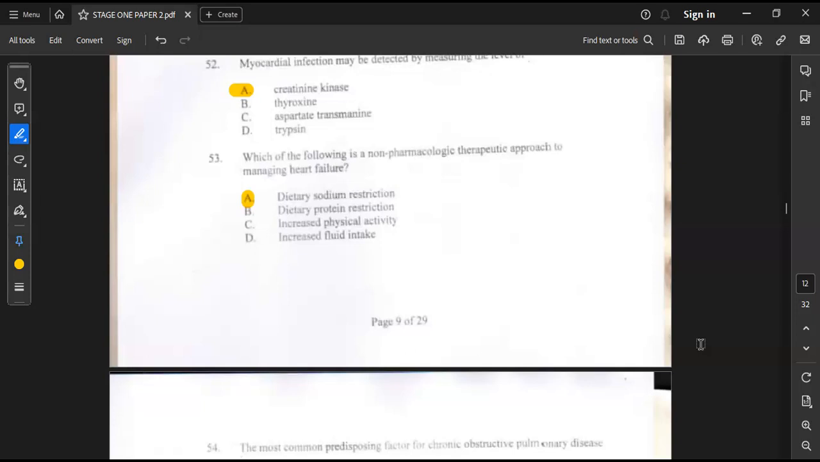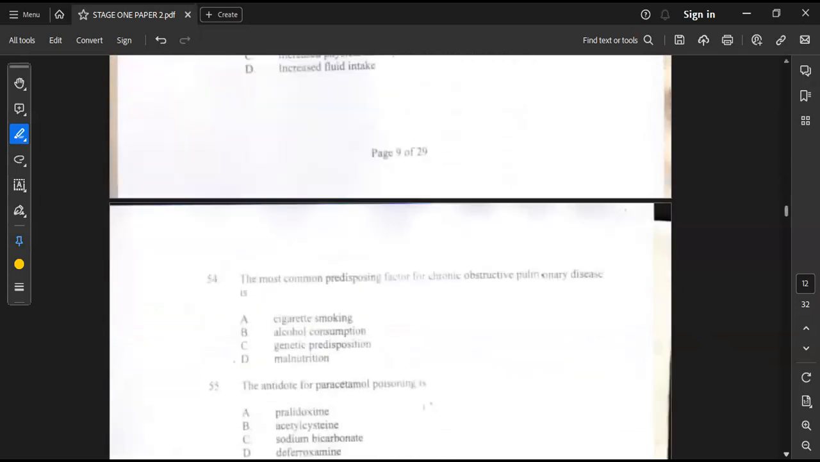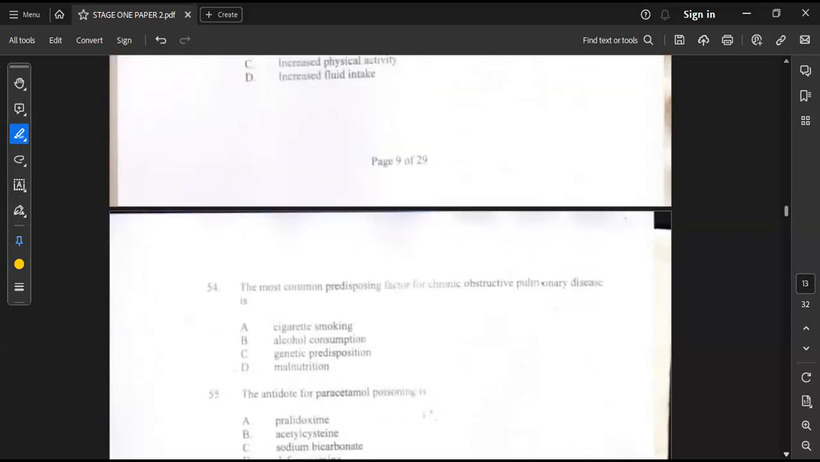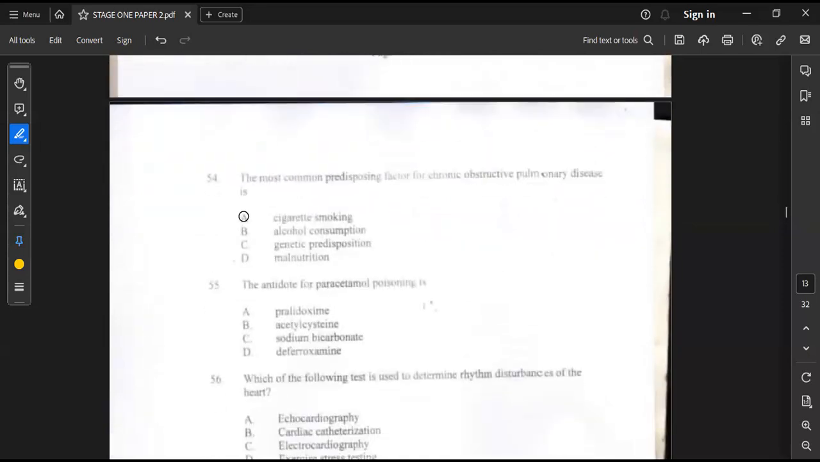So next question, 54, the most common predisposing factor for chronic obstructive pulmonary disease. Cigarette smoking, alcohol consumption, genetic predisposition, malnutrition. So the most common is cigarette smoking, so we all know. Yeah, smoking is usually the leading cause of COPD.